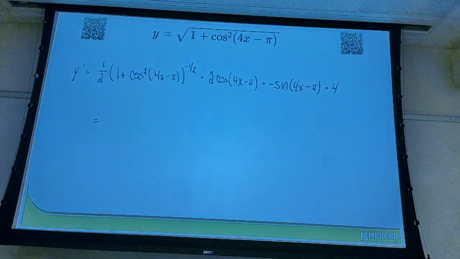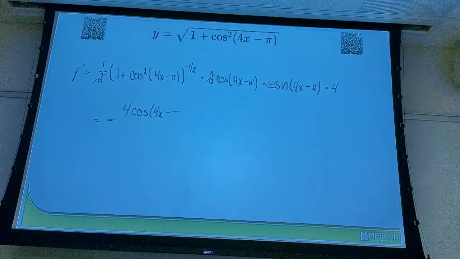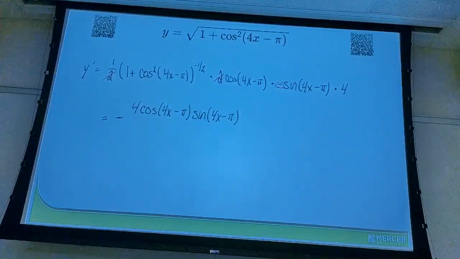Let's see. The more nested terms you have, the more things you multiply. So you have a 2 over 2. That's nice. We have a negative to worry about, right? And a 4. And that's going to go in the denominator. So it looks like what? Negative 4 cosine times sine. And we're back.